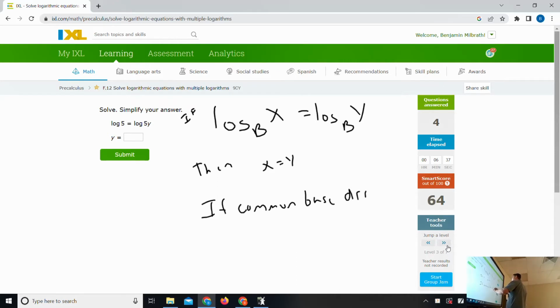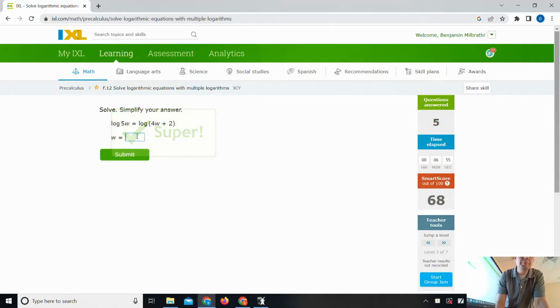That's how I teach it. Just drop the logs. So here I'd have 5 equals 5y. Divide out your 5 and your y value is 1. Easy stuff, kids. Easy stuff. And I know this was taught to you in Algebra 2. Doesn't mean you understood it. It was taught. Super!